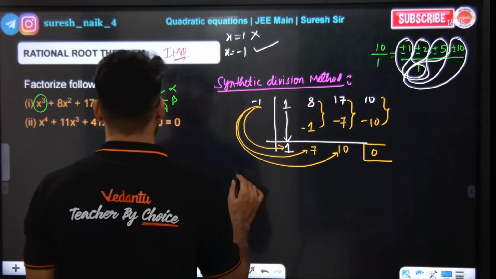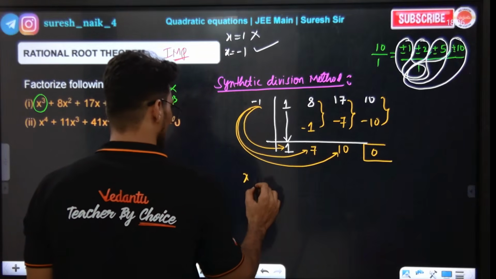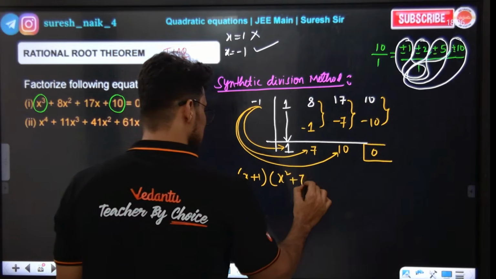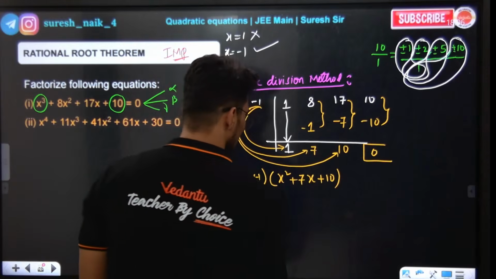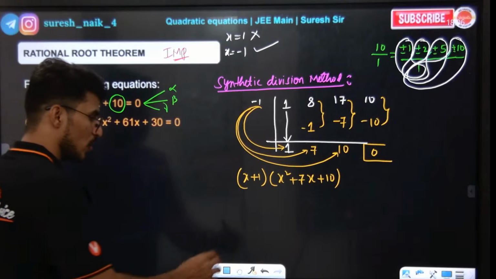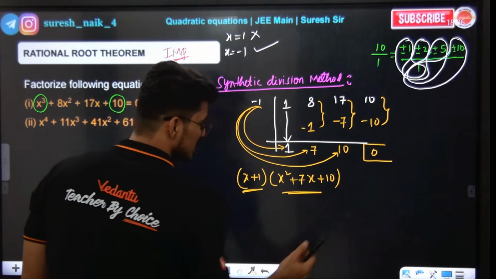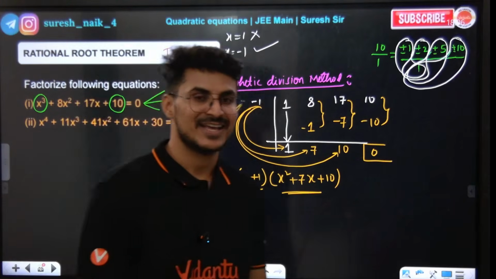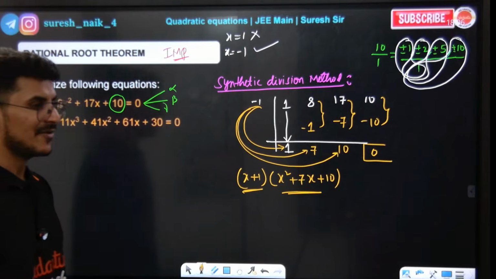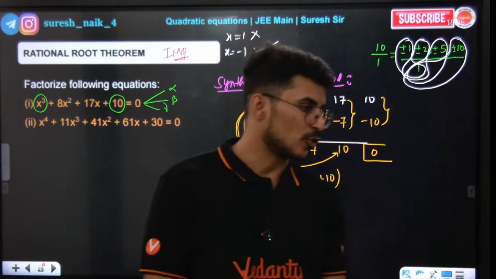So the given polynomial can be written as, x minus 1 is the root, so x plus 1 into x squared plus 7x plus 10. Okay, the cubic polynomial can be factorized this way. One root is this and I'll get two roots from this, total 3 roots. புரிஞ்சதா? Yes or no, tell me. Guys, are you getting the point or not? I have already taught this in Pro and Vidya, I think.